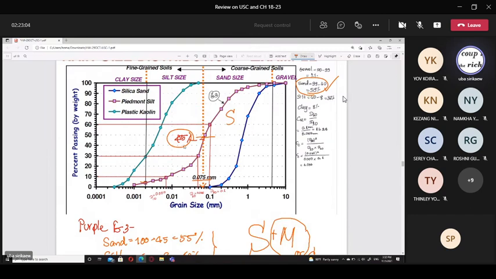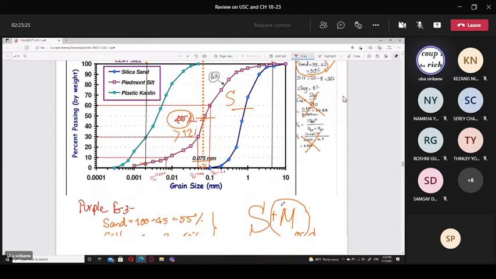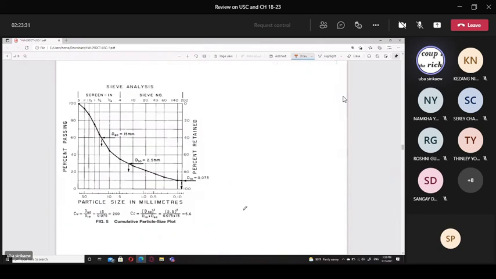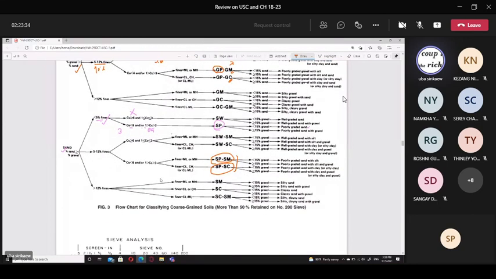But fine particle greater than 12%. Greater than 12%. The following letter, no need to do CC, no need to have nothing to do with CU. You need only M or C, because the S classification shown you. See, more than 12%, fine. You should check with ML, CL. You will get this, or this. That's all.